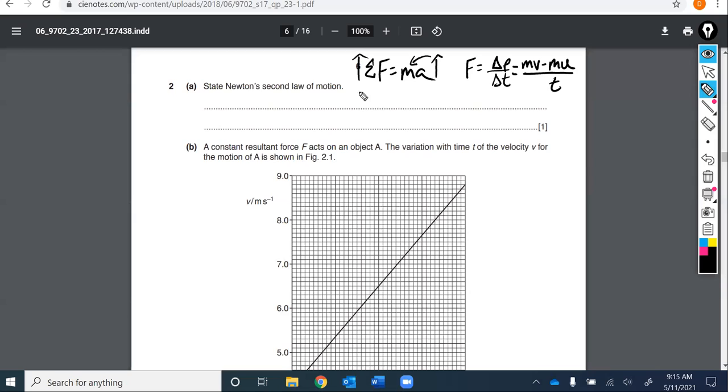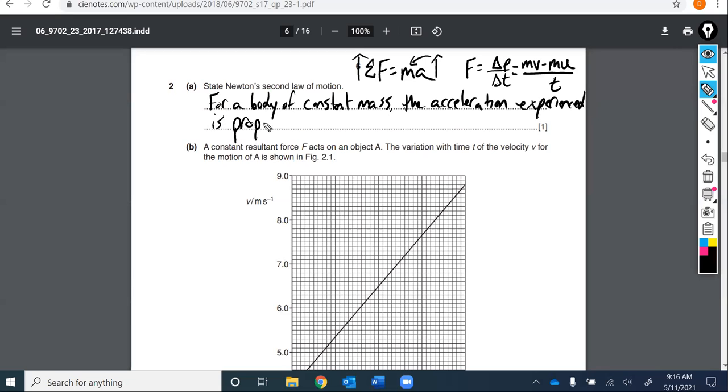All right. So let's say, for a body of constant mass or an object, the acceleration experienced is proportional to the net force and in the same direction. All right, so something like that might be good for Newton's second law of motion.